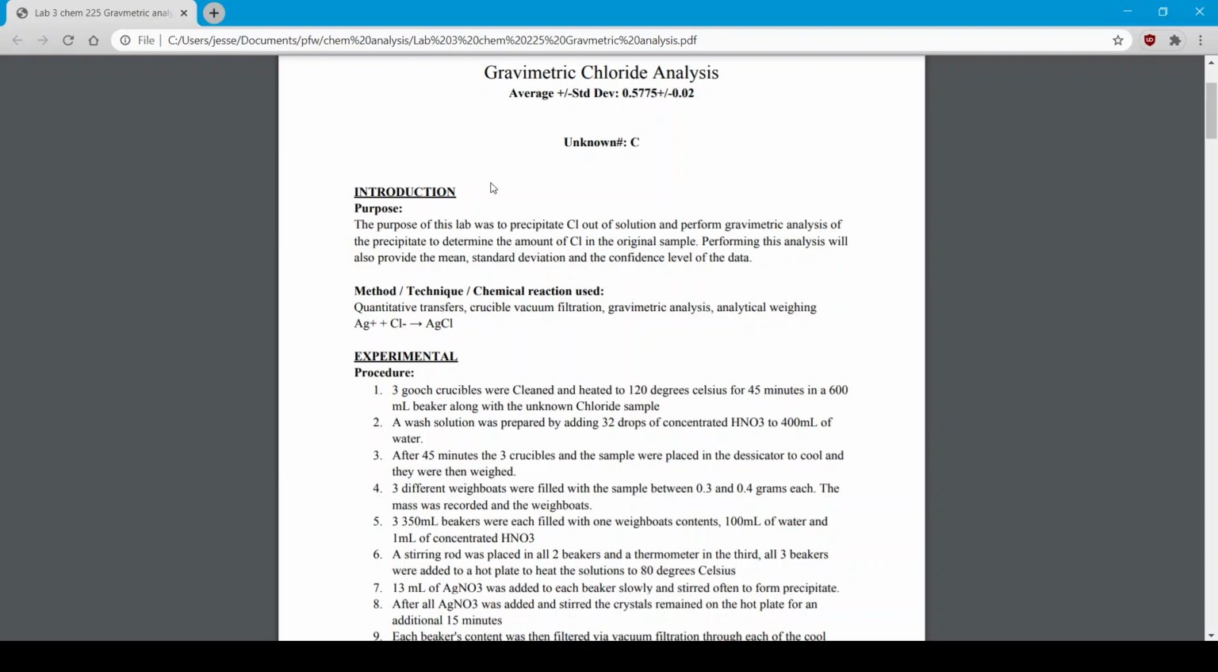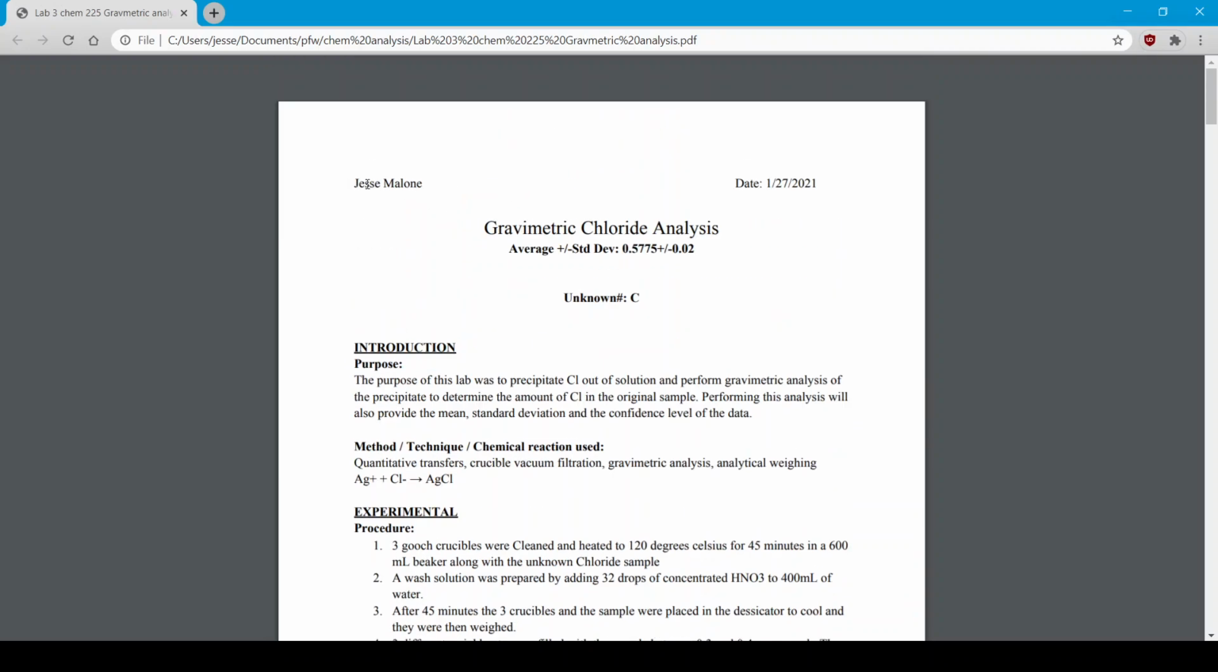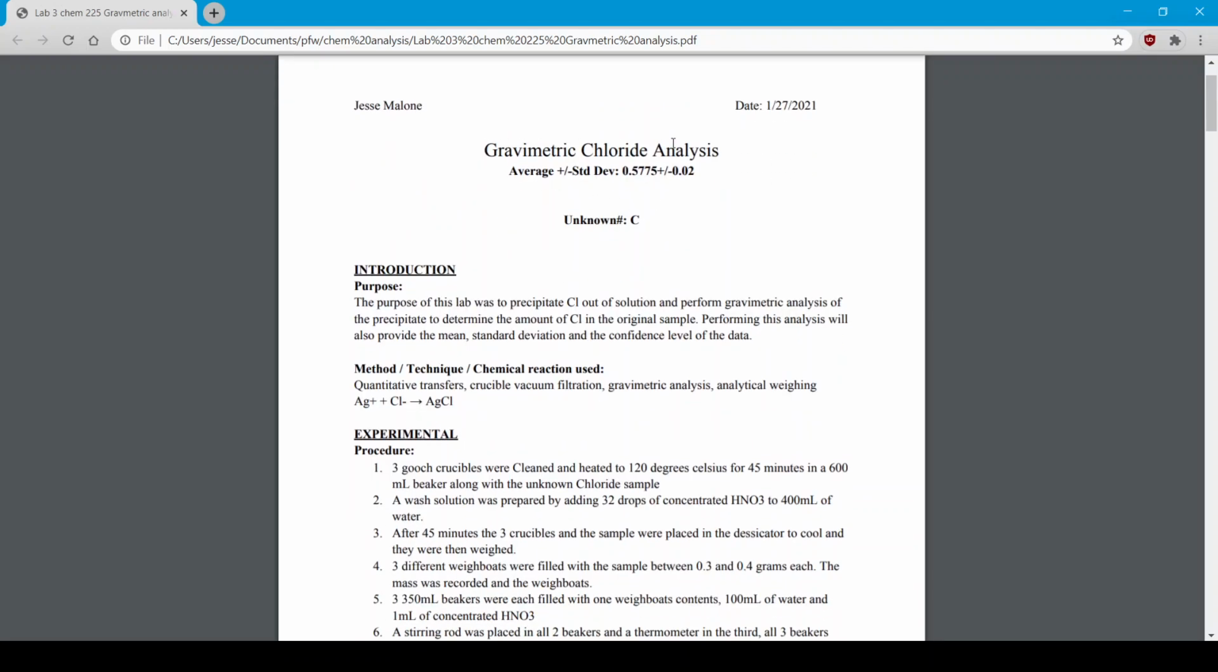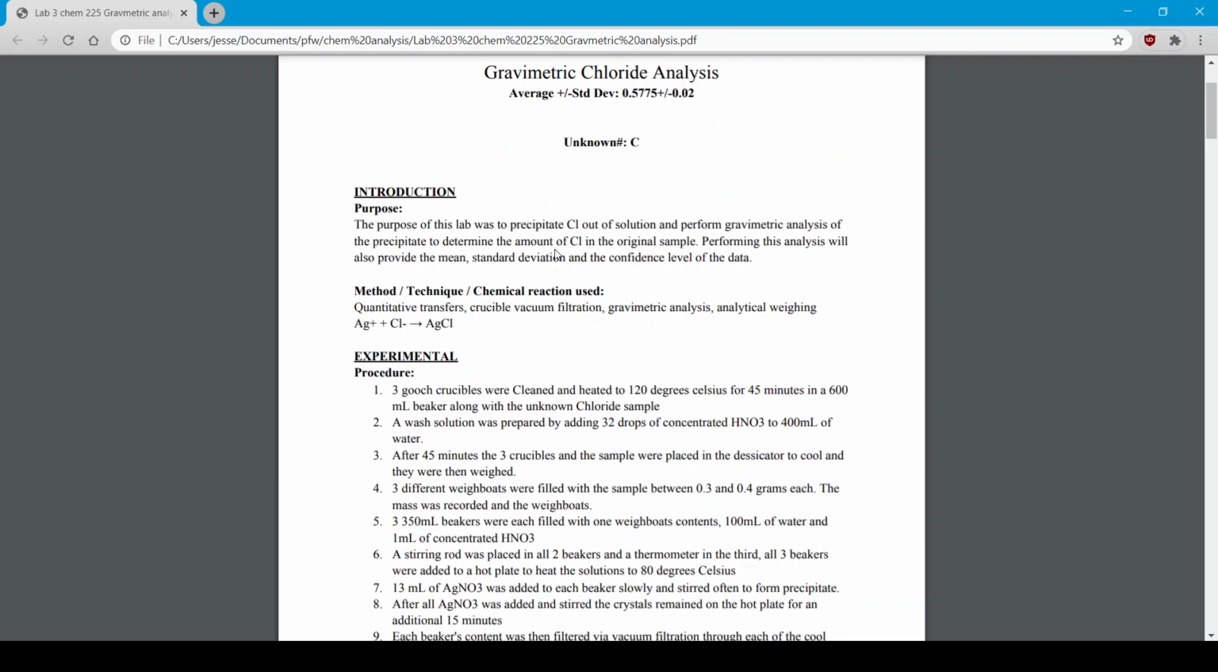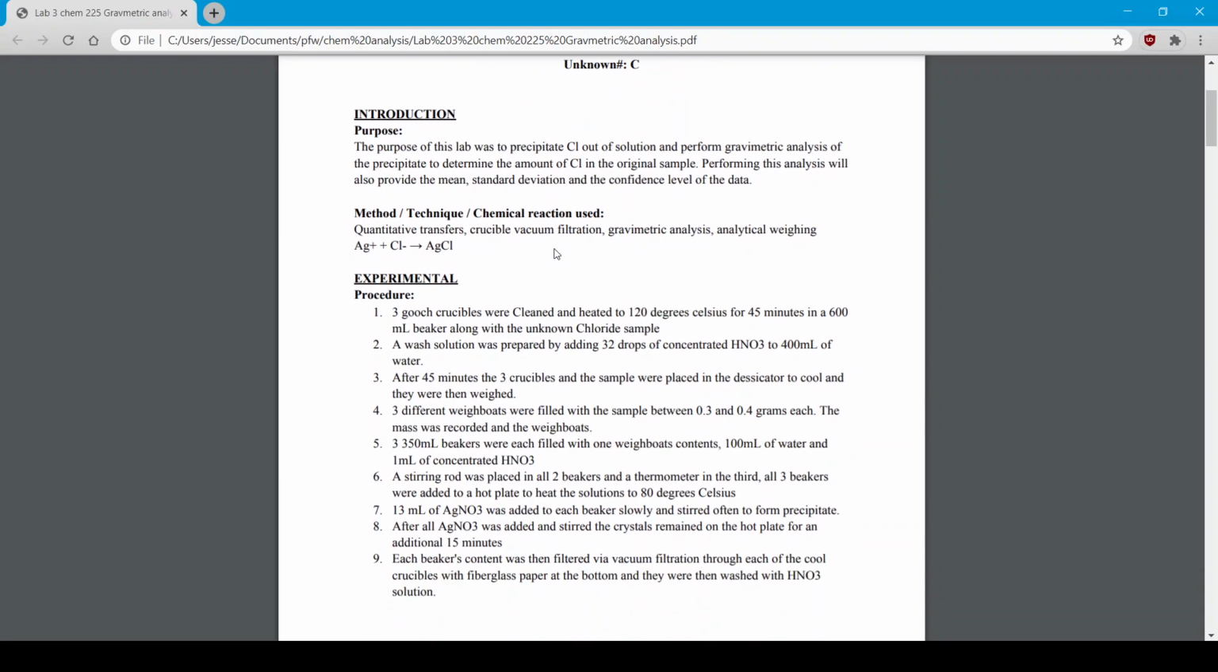Now, first you want to start out by doing this format. You want your name up here, you want the date, the title of the lab, your unknown sample label if you're given different samples, for example, in a classroom, and then eventually you're going to calculate your average, which is your mean, plus or minus your standard deviation. Now, the introduction is essentially the purpose of the lab, so it's about 2 to 3 sentences, a little bit less than a paragraph, what the purpose of the lab is.